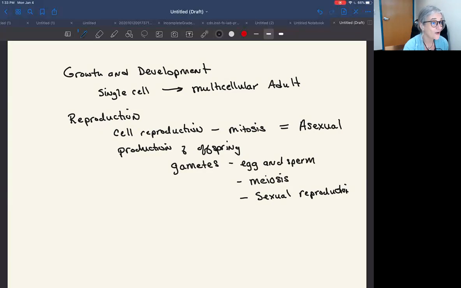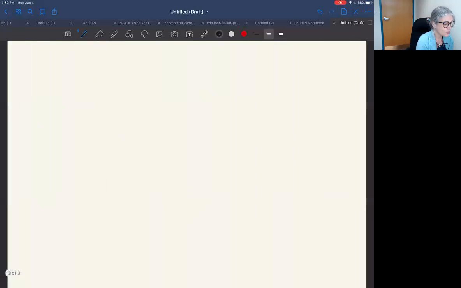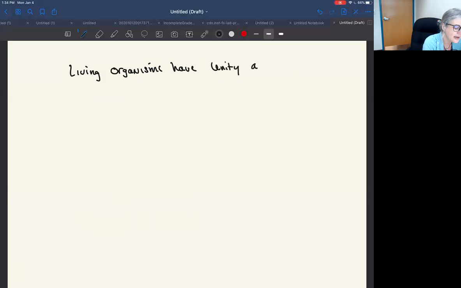Now, we also know that living organisms are related to one another through common ancestry, common descent. And so we know that we, as living organisms, change over time. So we can say that living things have unity as well as diversity.